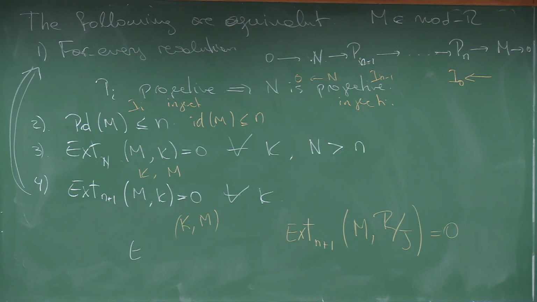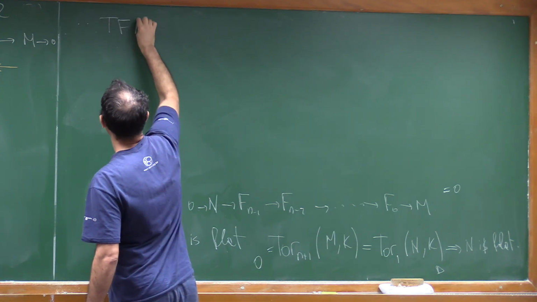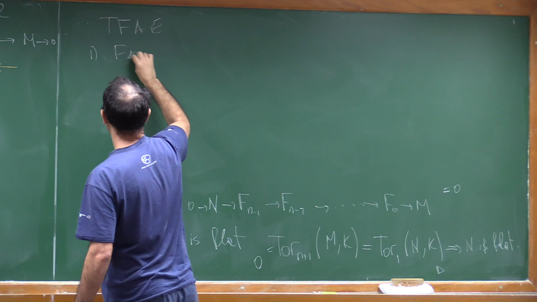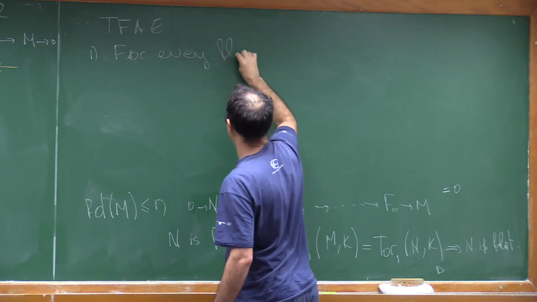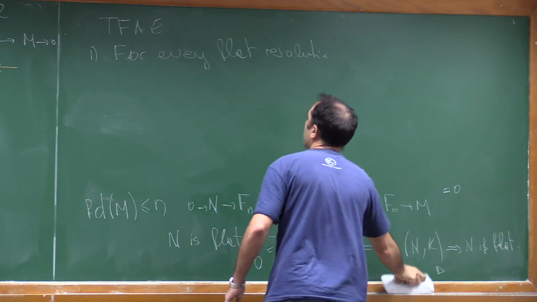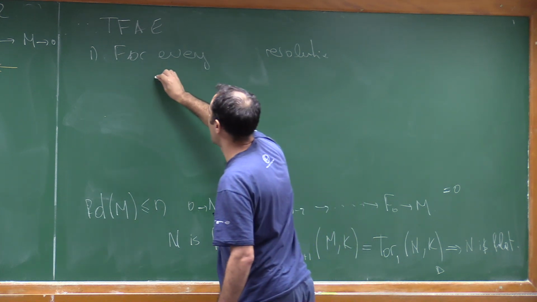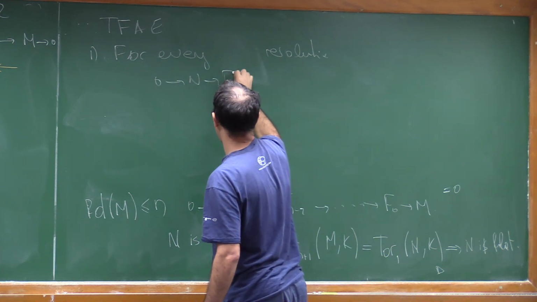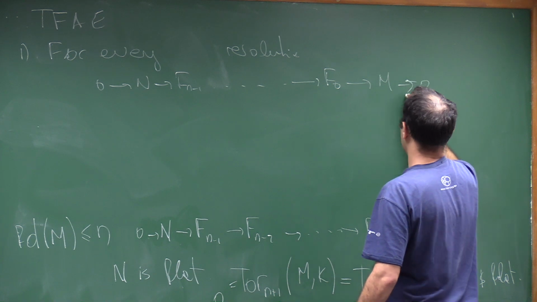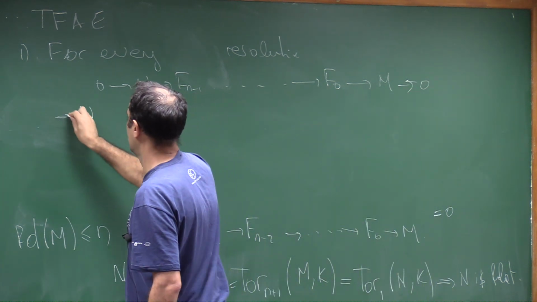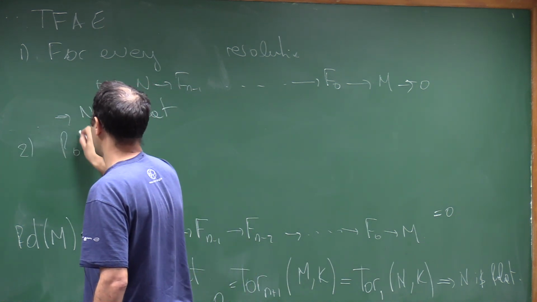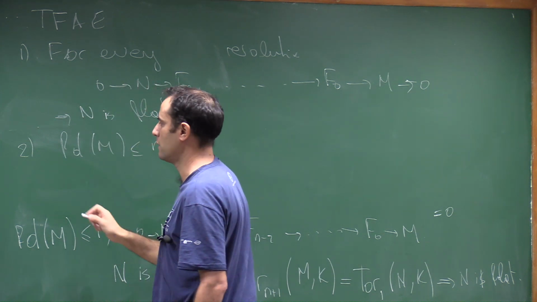So for Tor, we have the same thing. The following are equivalent. Same thing for flat resolutions. So one, for every resolution by flats of the form 0 to N to F_{n-1} to ... to F_0 to M to 0, then N is flat. Two, the flat dimension of M is less or equal than n, and the proof is the same.